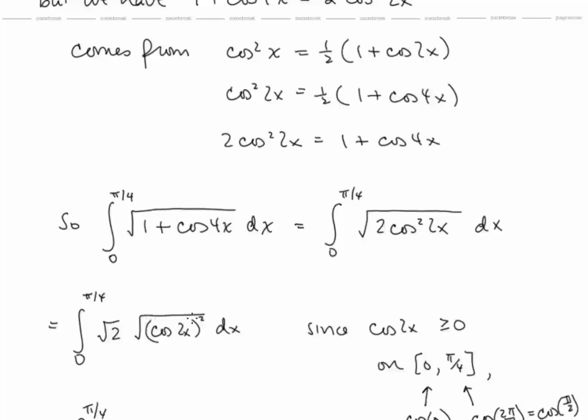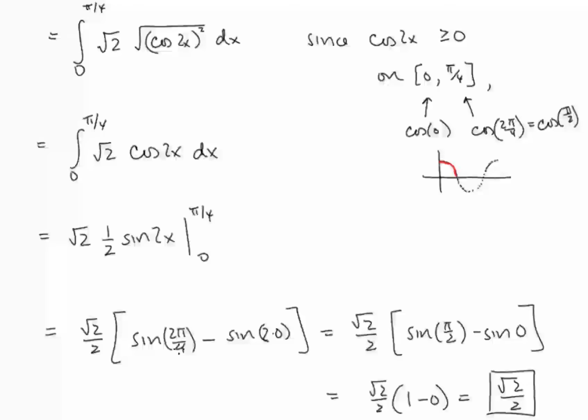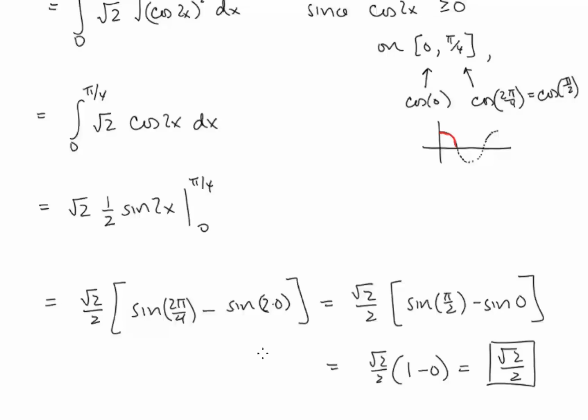Now when could we cancel this radical and square? Remember, we can cancel that when cosine of 2x is positive. And in fact it is here because we're on the interval from 0 to pi over 4. And on that interval we're talking about cosine of 0 to cosine of 2 times pi over 4, so that's cosine of pi over 2. So we're talking about cosine values here, and we can see that they are greater than or equal to 0. So we can simplify that to cosine 2x, then integrate and plug in our bounds. And so we get radical 2 over 2.